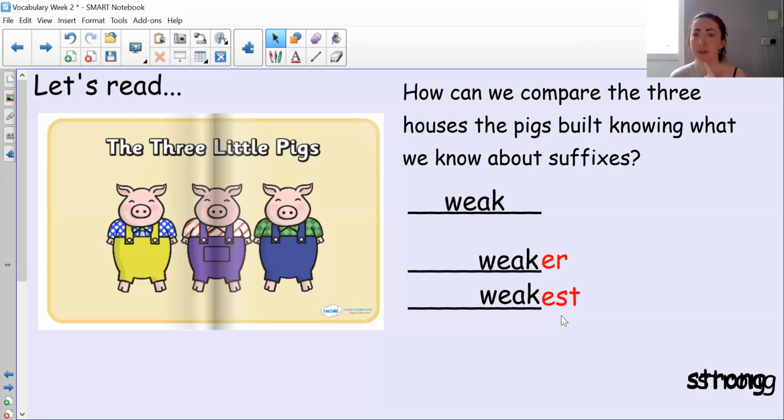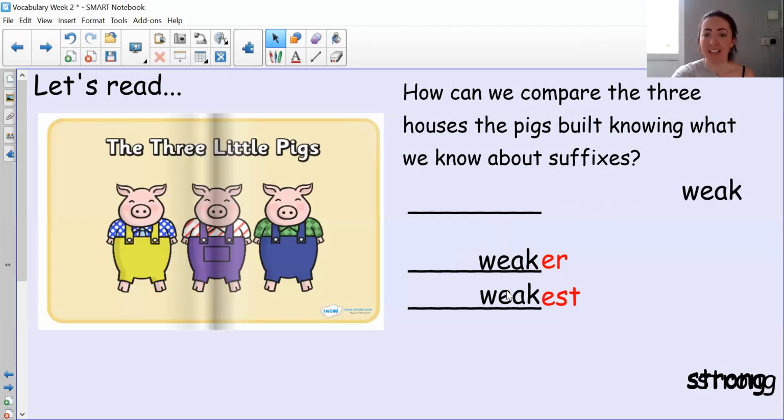Now that's a tricky one, isn't it? Did you say the brick house is weak? So if you did, you're sort of right, because if we're comparing all three of them and saying that all three are weak, then it's not the weaker one, it's not the weakest. But can we really use the adjective weak to describe the brick house? No, not really, because we've already said that the brick house is the strongest. So we can't really say it's the strongest house and then say it's a weak house. So we're not going to actually use the root adjective for this one, because the brick house is not weak. The brick house is strong.